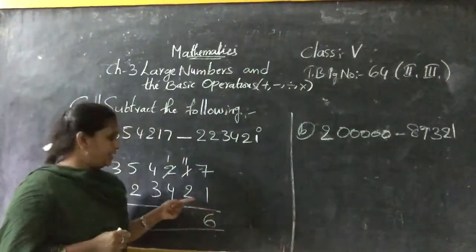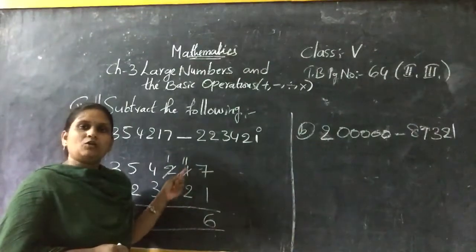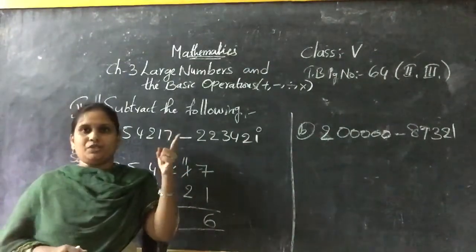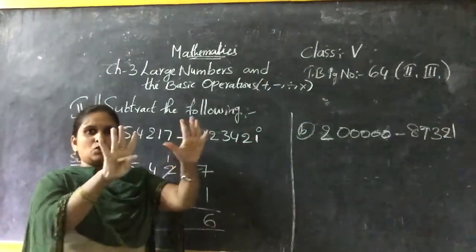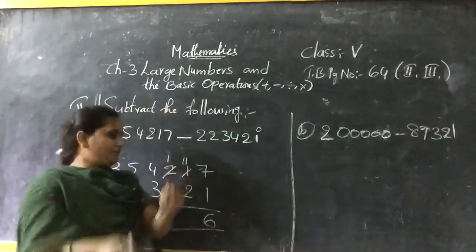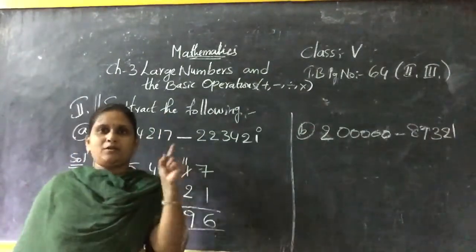So what do you have to do? The second number is there, no. From down to up you have to count the numbers. It means 2, after that count up to 11: 3, 4, 5, 6, 7, 8, 9, 10, 11. So how many fingers did I open? 9 fingers. So write 9.